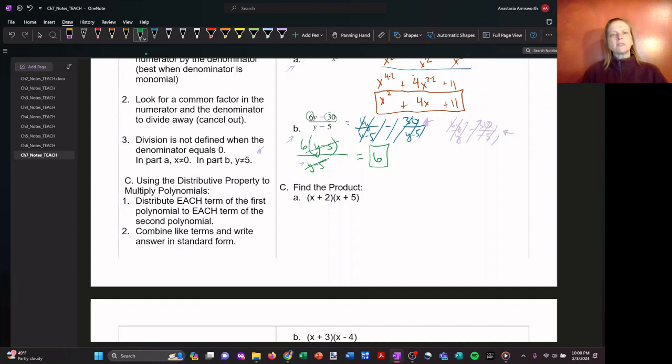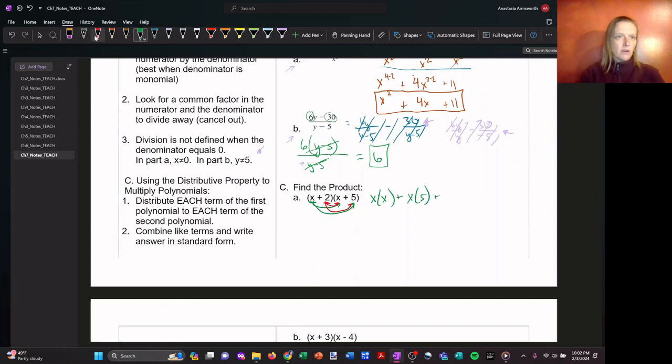The key here is that you still distribute to each term in the polynomial, but this time I've got 2 terms. I have to take this first term and distribute it to each term in the other polynomial. And then I have to do the same thing with the 2. I have to distribute to the x, and I have to distribute to the 5. So I've got 4 arrows, which means 4 separate multiplication problems. First, I have to think about the x times x. Then the x times 5.